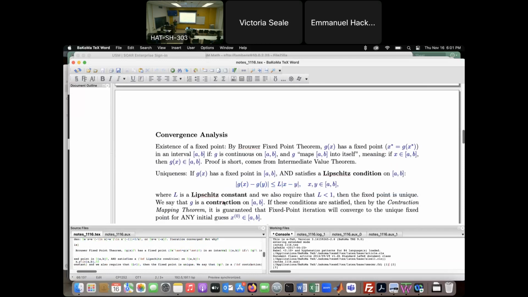So if you write your equation f(x) = 0 in the form x = g(x), and G is a contraction, there is a fixed point, it is unique, and better still, the contraction mapping theorem establishes that the fixed point iteration is guaranteed to converge to that unique fixed point for any initial guess in AB. So now we have conditions that guarantee a fixed point iteration will work. G is continuous, G maps the interval into itself, it is a contraction, then you're good to go.